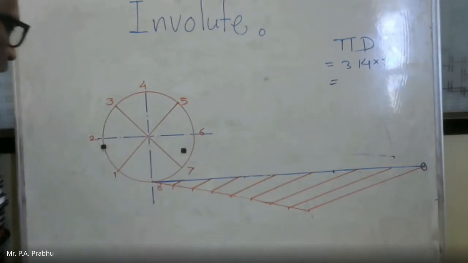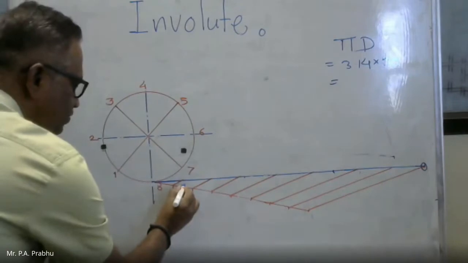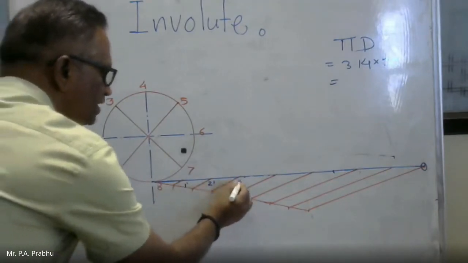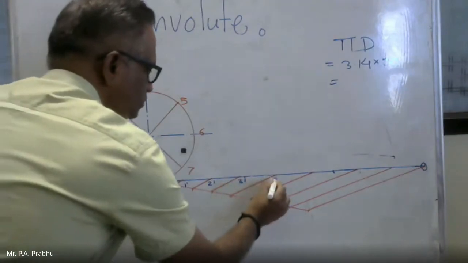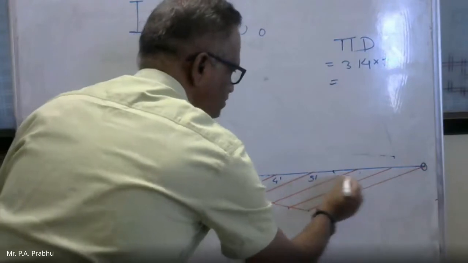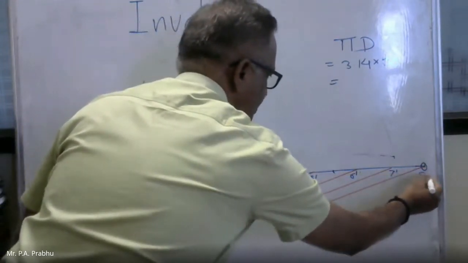Then I'll give the names as this point 1 dash, 2 dash, 3 dash, 4 dash, 5 dash, 6 dash, 7 dash, 8 dash.